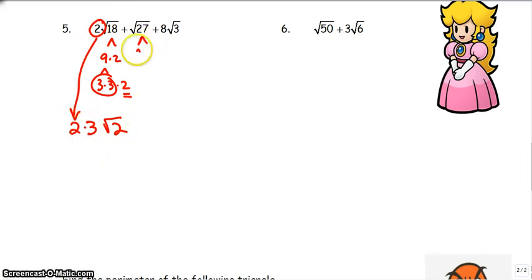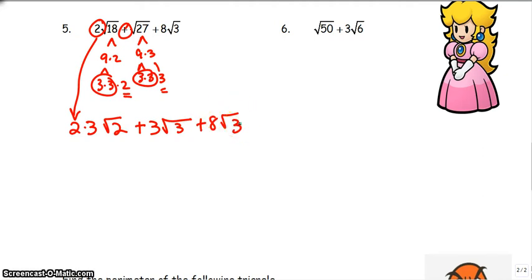Let's break up the 27. 9 times 3. 9 is 3 times 3. I got a pair of 3s. A 3 on the outside. A lonely 3, a 3 back on the inside. It's going to stay positive because that was a plus sign. And the last one is already simplified for us.